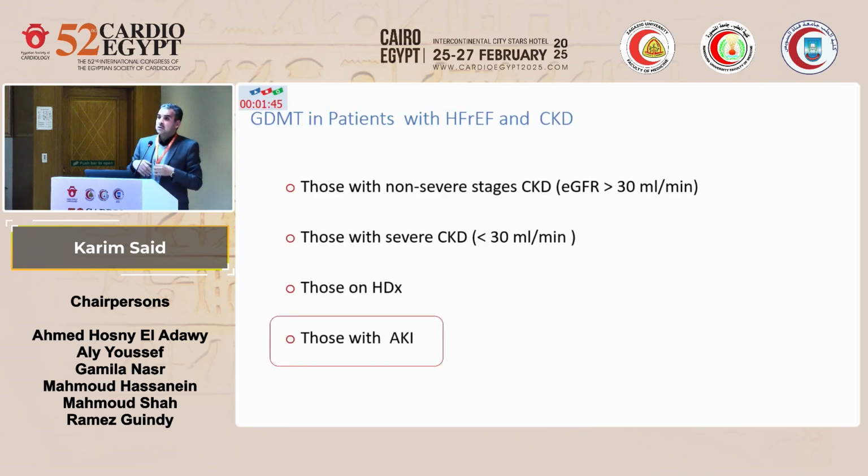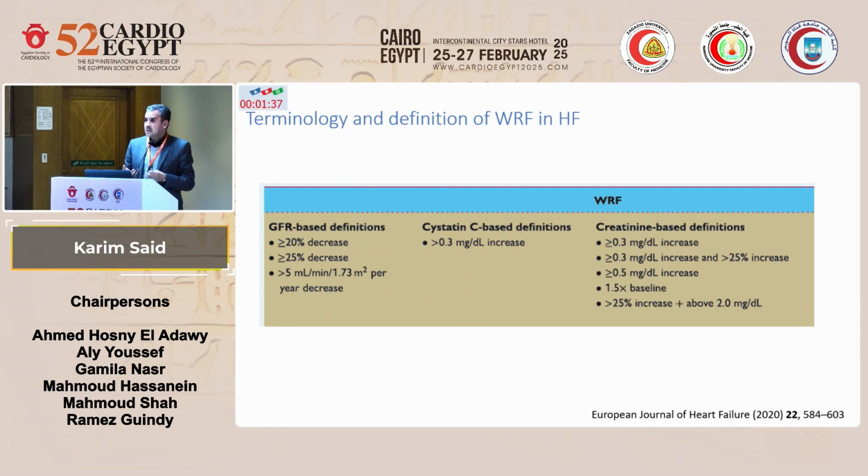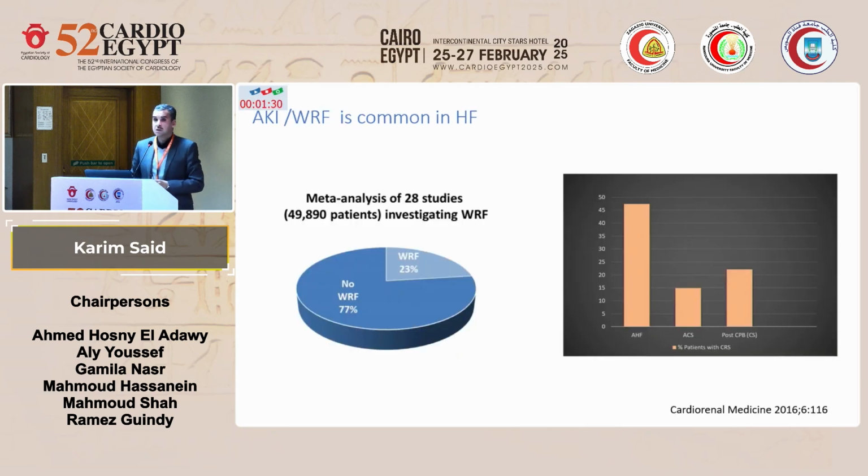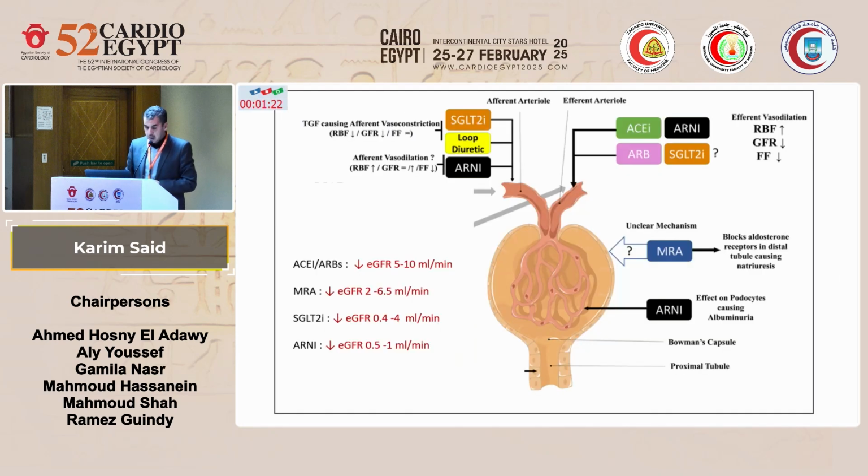Finally, when we introduce GDMT to a patient with CKD, we are expecting some rise in serum creatinine, acute kidney injury, defined as an increase in serum creatinine of more than 0.3 milligram per deciliter or a 1.5-fold increase in serum creatinine. And this is a common situation. Up to 50% of patients with acute decompensated heart failure may have worsening renal function on hospitalization. This is common with ACEI and ARBs, less common with MRA, less and less common with SGLT2 inhibitors, and very uncommon with ARNI because of some hemodynamic changes within the glomeruli.